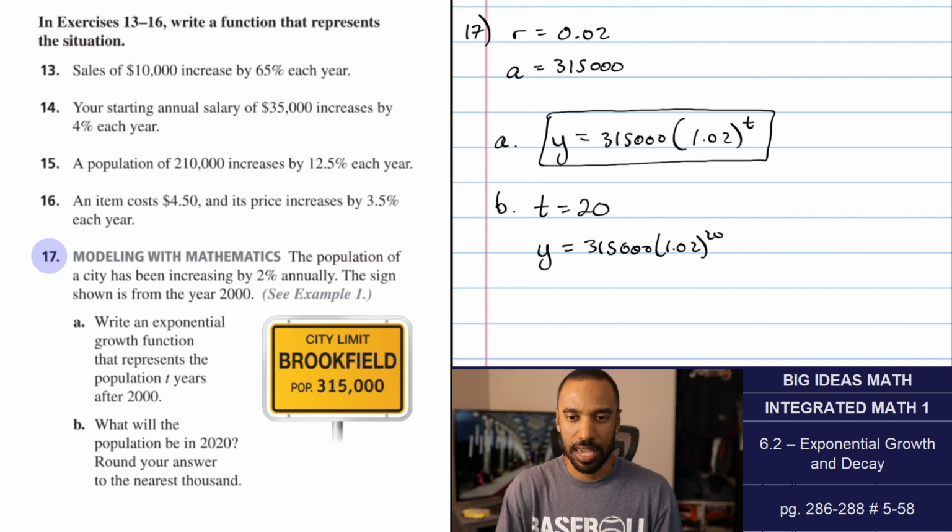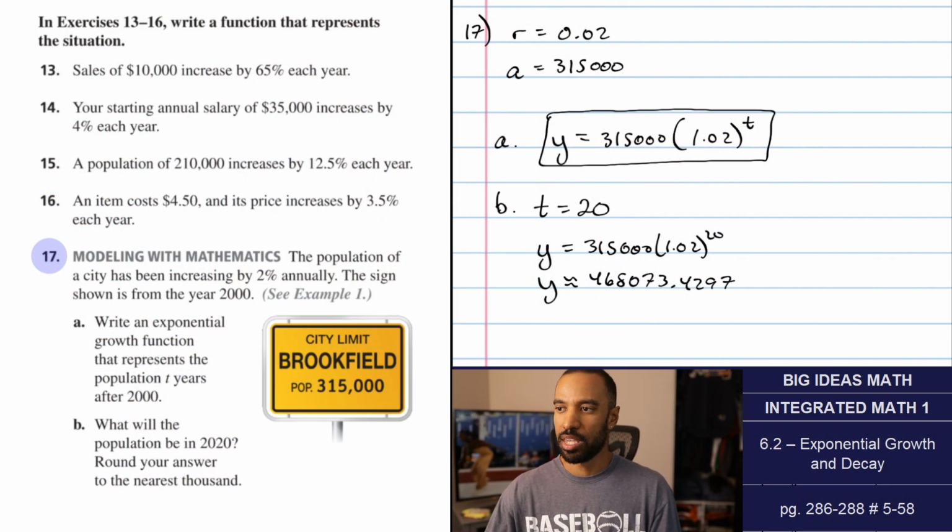Let's explore this in the calculator. To begin with, type in exactly what's written. Spare no mathematical symbols and all that. Work that out. So we get this number here to begin with. I'm even going to approximate it here. I'm going to do 468,073.4297, just to really get it in there, okay? So we get this to begin with.